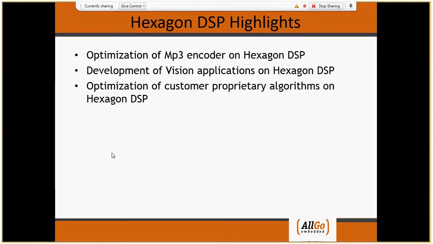So on the Hexagon DSP highlights, we have optimized our MP3 encoder on Hexagon DSP. We also have developed a vision application on Hexagon DSP, which is the main subject for this webinar. And optimization of some of the customer proprietary algorithms on Hexagon DSP. We have been working with some customers who have their own proprietary algorithms, which they have developed on different platforms. We take it into the Hexagon DSP.